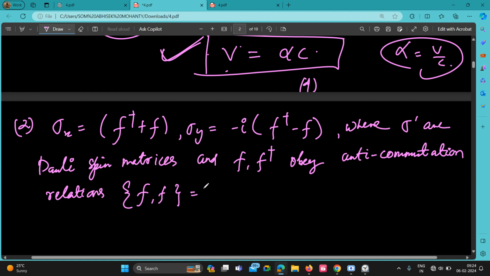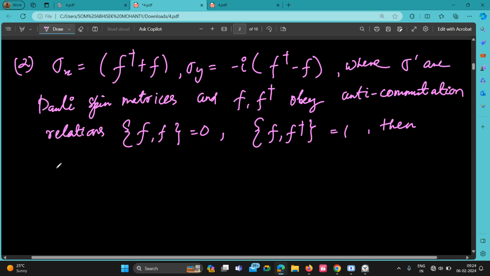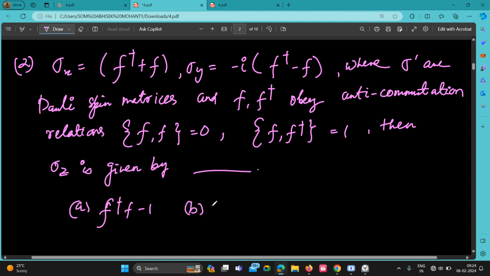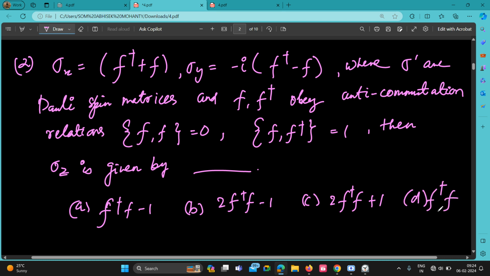f squared is equal to 0, f dagger squared is equal to 1. Okay. Then the question is sigma z is how much? Sigma z is given by: option A, f dagger f minus 1; option B, 2 f dagger f minus 1; option C, 2 f dagger f plus 1; option D, f dagger f. So I have this question came in JEST 2012.